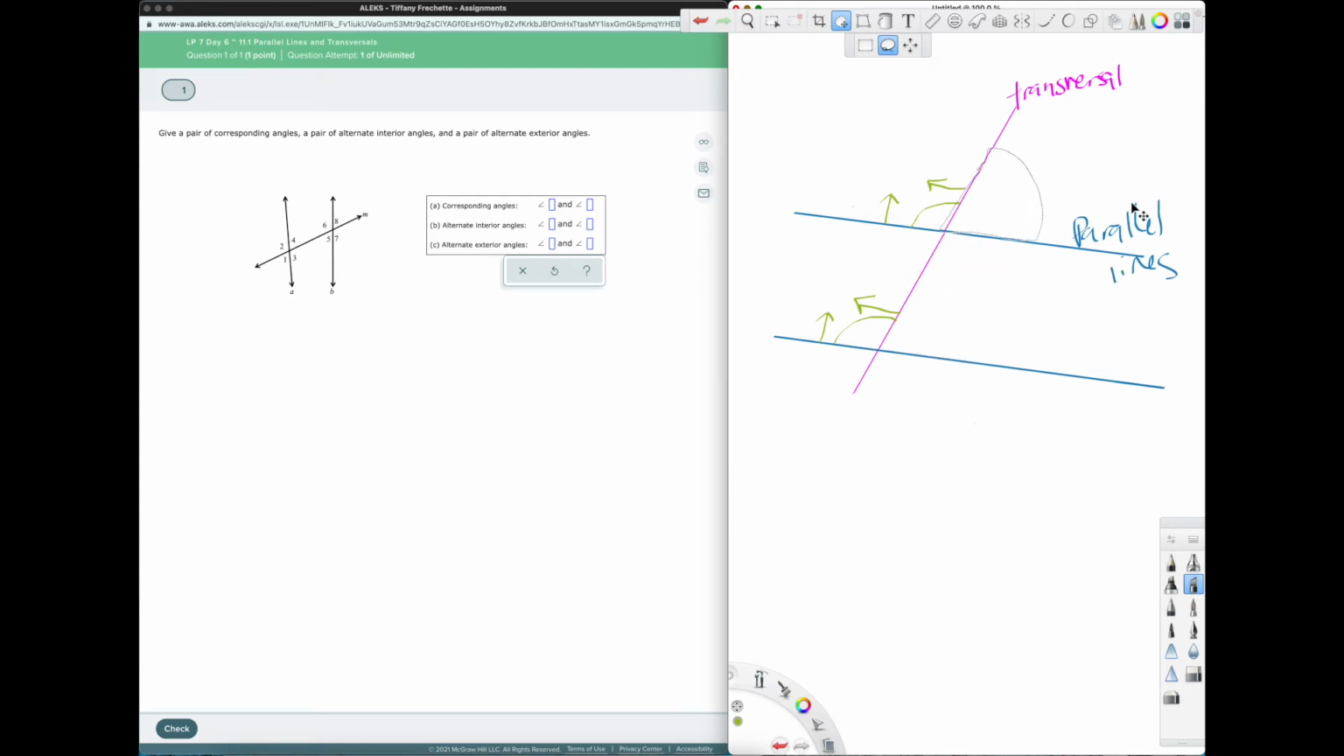Now the congruent part is only true if the lines are parallel. So the two blue lines are parallel. In our diagram over here, they're not parallel. We can still say that angle 2, if I were to cut this one away and scoot it over into angle 6, angle 2 and angle 6 are corresponding, but they might not be congruent. They probably aren't because these two lines do not look parallel to me.